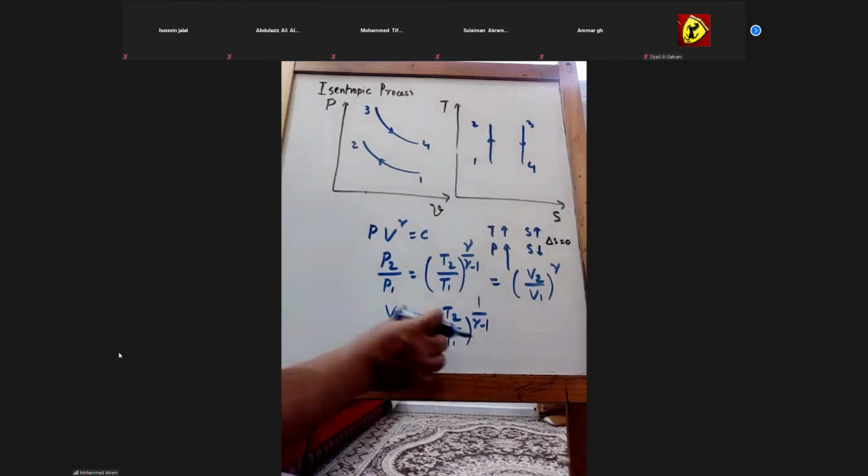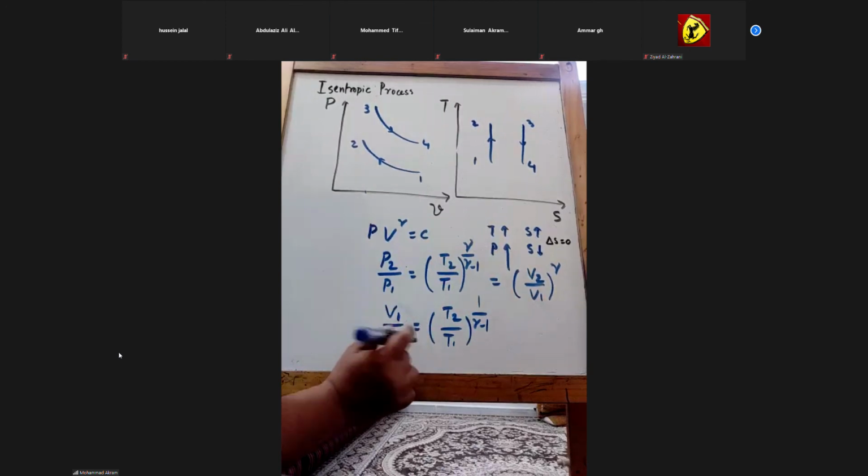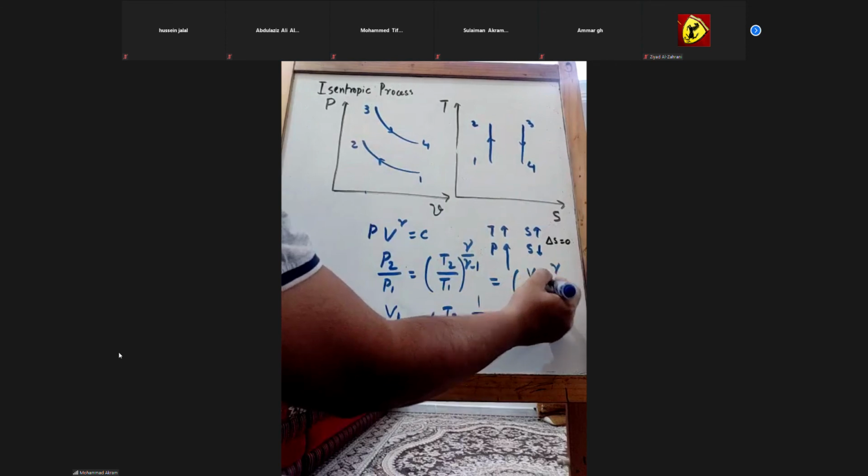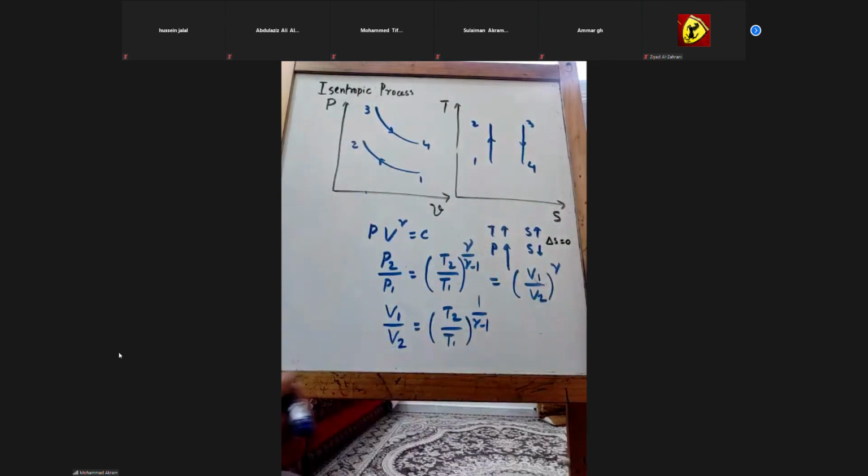One mistake. This is V1 by V2, because these are opposite, V1 by V2. See, we know the temperature and volume are opposite. If temperature increases, no, one minute. Yeah, but this equation is correct.